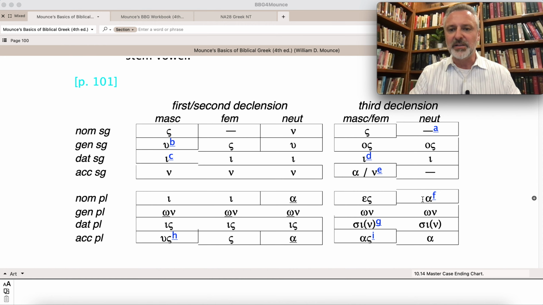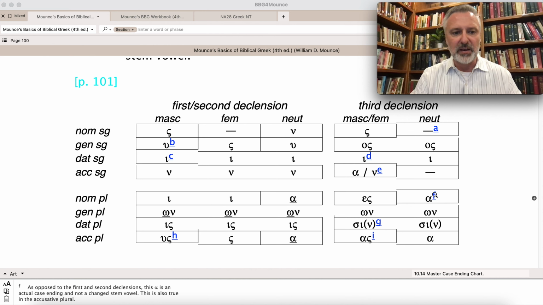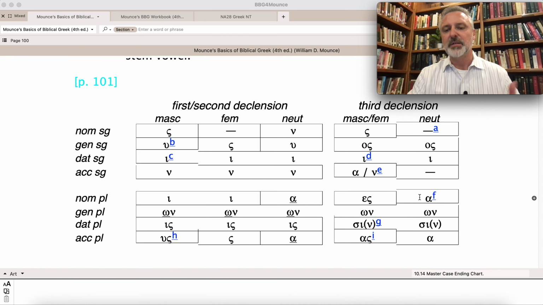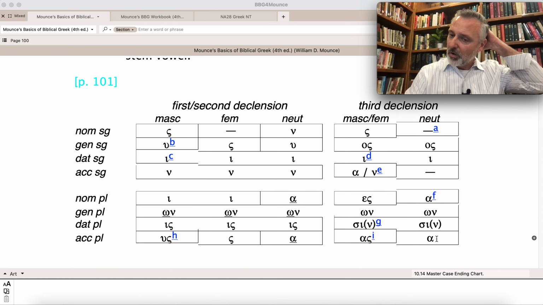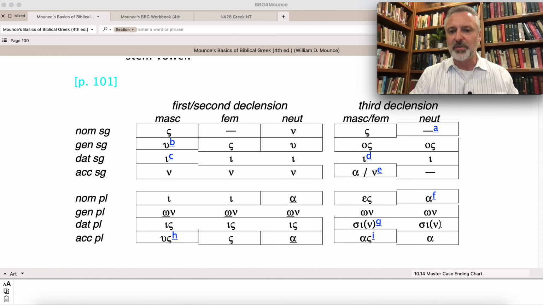One thing about neuters is neuters are great. Neuters like to behave very similarly. There is an alpha ending for the neuter there, and then we have an alpha ending for the neuter here. Nominative plural neuter is an alpha ending, and you can read the footnote on that. If you can fill in this box for a neuter, it's going to be the same down here. So very obviously similar, and there are no changes to the neuter as we move over to the third declension neuter. Genitive plurals, you've got omega nu.